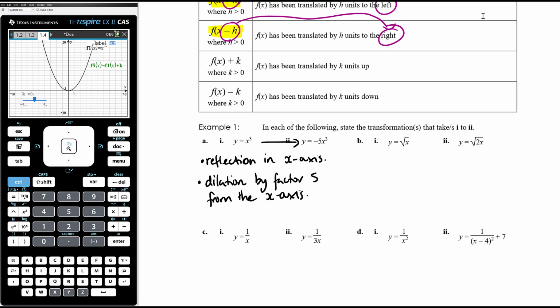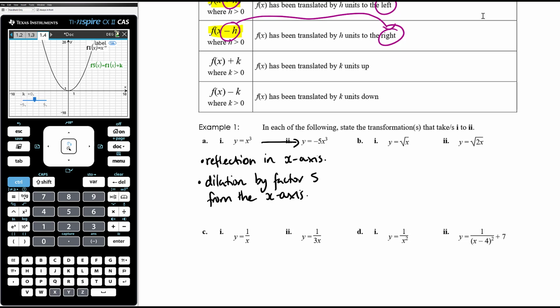Now it wouldn't matter which order we listed those in. Okay, and that's because if you have x cubed, and you multiply it by negative 1 first, and then you multiply it by 5, actually it's the same as if you multiply by 5 and then multiply by negative 1. It doesn't change the function.